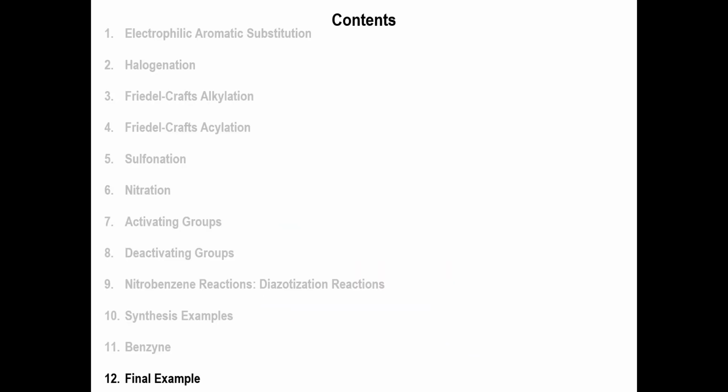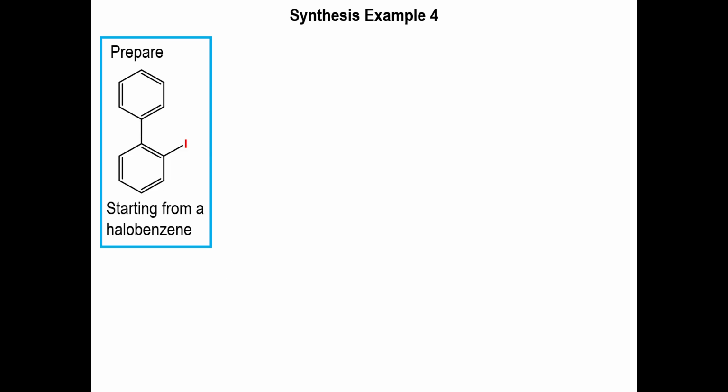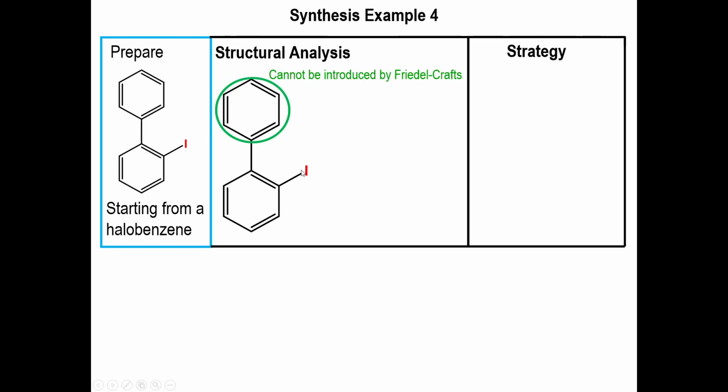So I'm just going to show you an example of how this works out, and with that we'll finalize the lecture. So let's say that we want to prepare the following molecule. We have this biphenyl system with an iodo substituent, and the thing to realize here is that you have one of the phenyl groups ortho to the iodo.